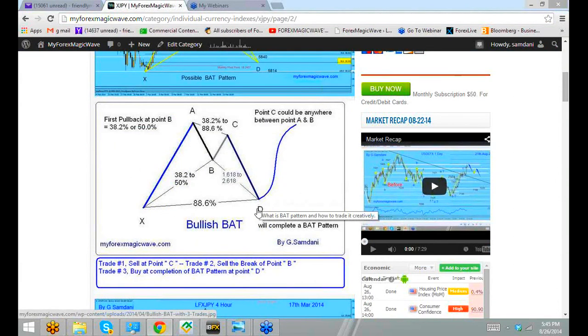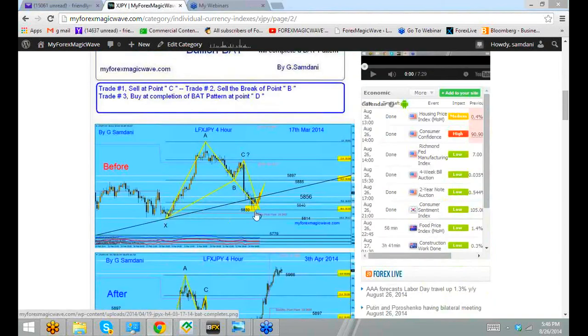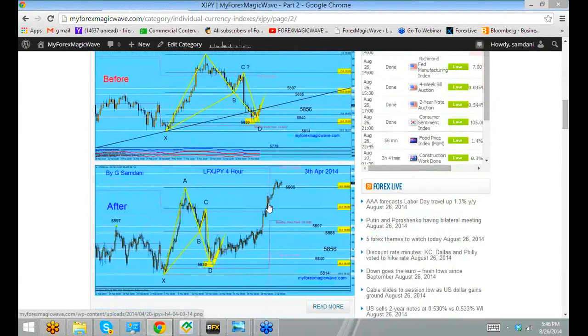But I pinpoint the point C, and you see that it must stay below MR1 5923, and I had instructions that all the yen pairs will be going down if that happened. So you keep an eye on this index, and then you look at the yen pairs going down, and you look for short setups. This is that diagram, and look what happened. It came straight down here, and then I had this up move showing to the upside, and look how far up it goes again. So this is what I'm talking about. If you have one of these patterns identified in any of those pairs, it's good enough for the whole thing.